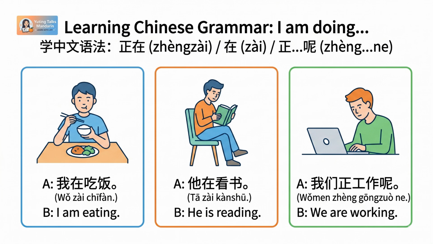In today's lesson, we're going to learn how to talk about actions happening right now in Chinese. We'll focus on three very common structures: 在, 正在, and 正呢. They may look similar, but they add different feelings and emphases in real conversations. I'll explain everything in English with simple Chinese examples, so it's easy to follow.